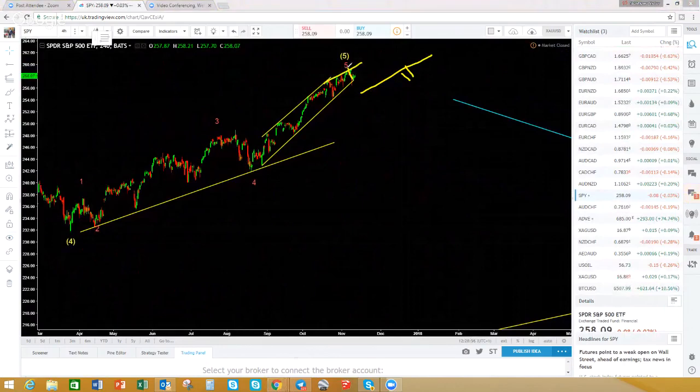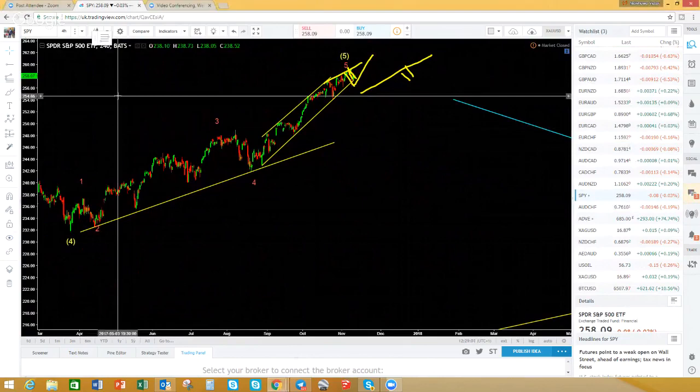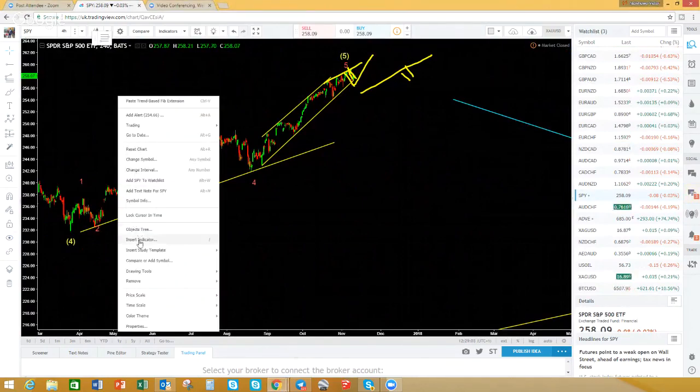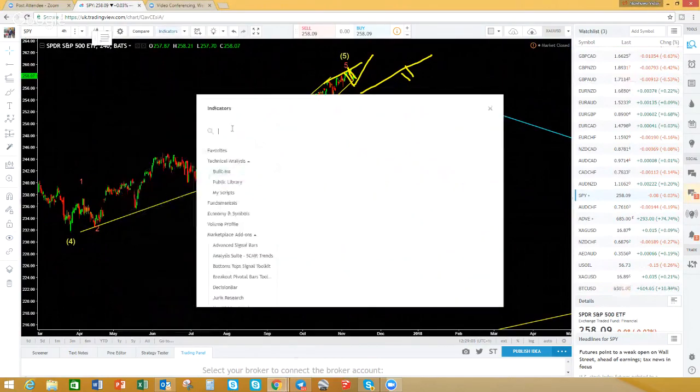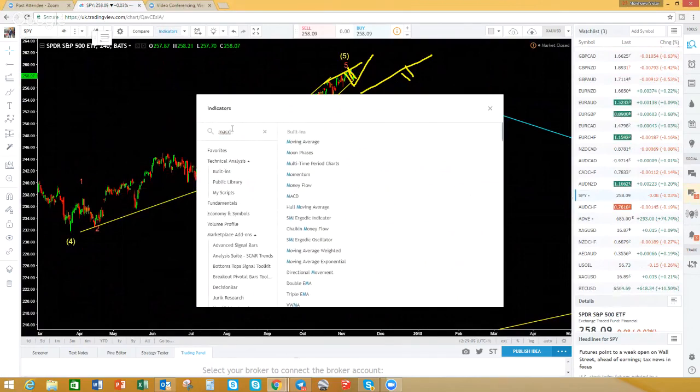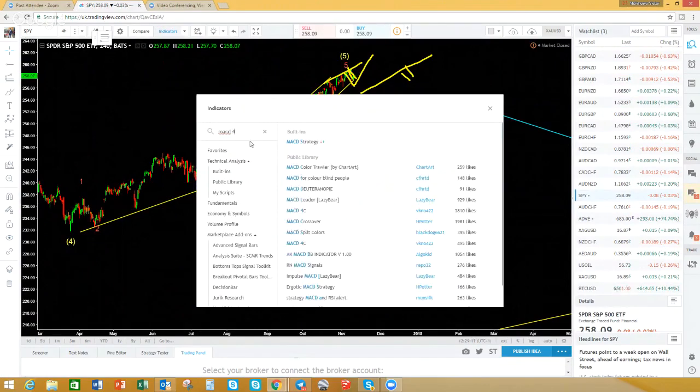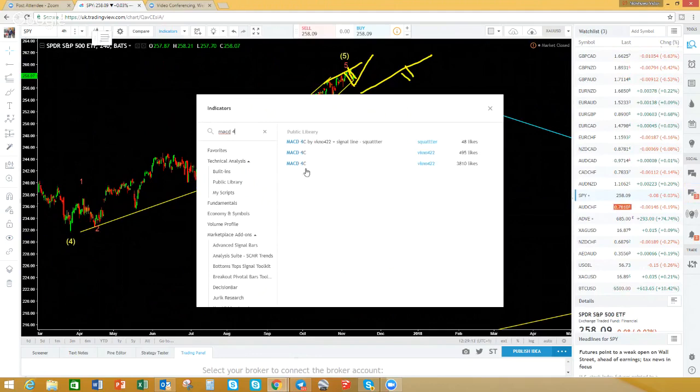Keeps making higher highs. Here it's going down correctively, so we're going to get one more. So let me just put on the indicator. I don't know what happened to my indicator. Okay, it's back on.